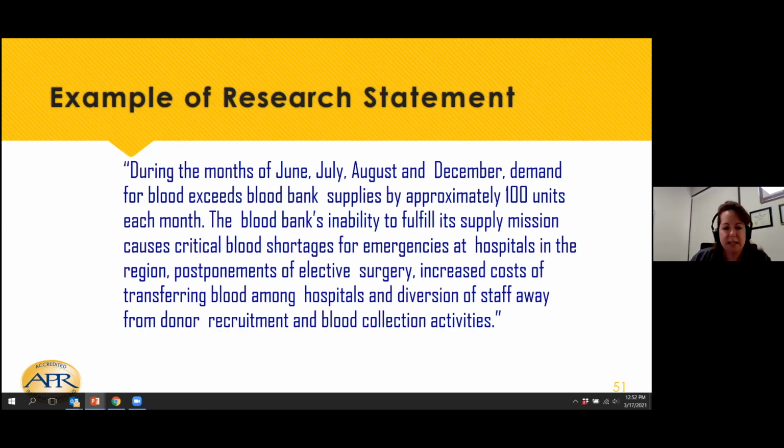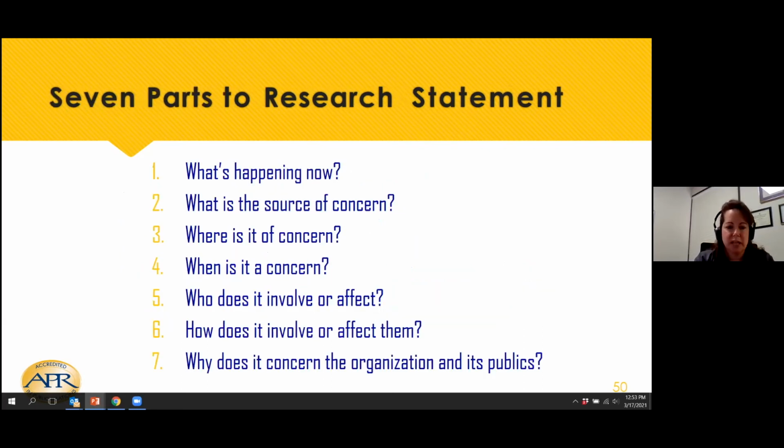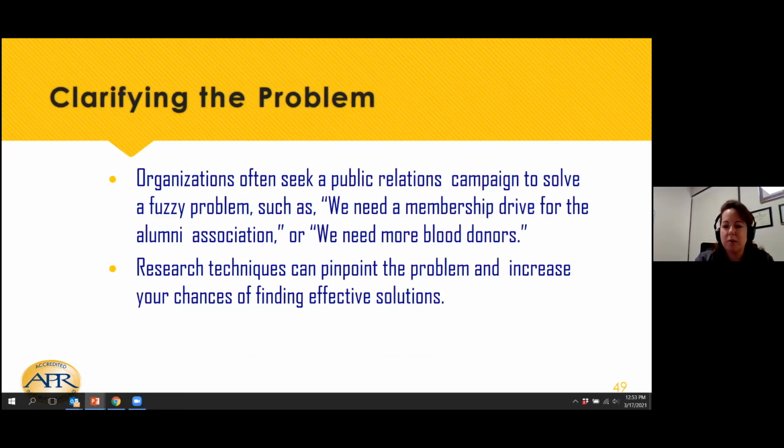So they did provide us an example to kind of talk through. During the months of June, July, August, and December, demand for blood exceeds the blood bank supplies by approximately 100 units each month. The blood bank's inability to fulfill its supply mission causes critical blood shortages for emergencies at hospitals in the region, postponements of elective surgery, increased costs of transferring blood among hospitals, and diversion of staff away from donor recruitment and blood collection activities. So that's an example of a research statement based on, we need more blood donors.